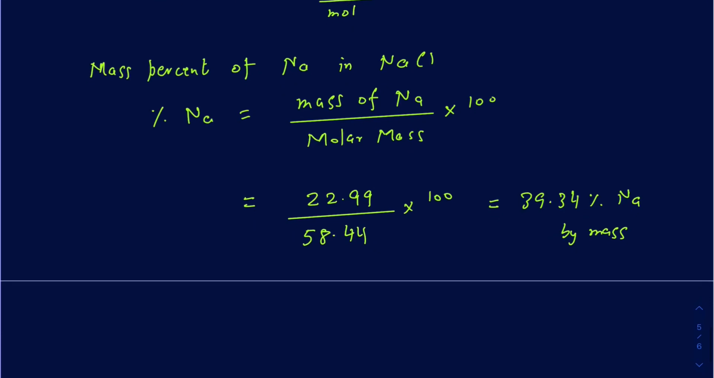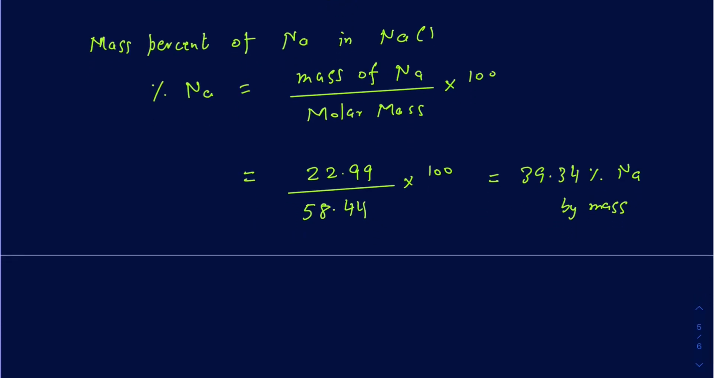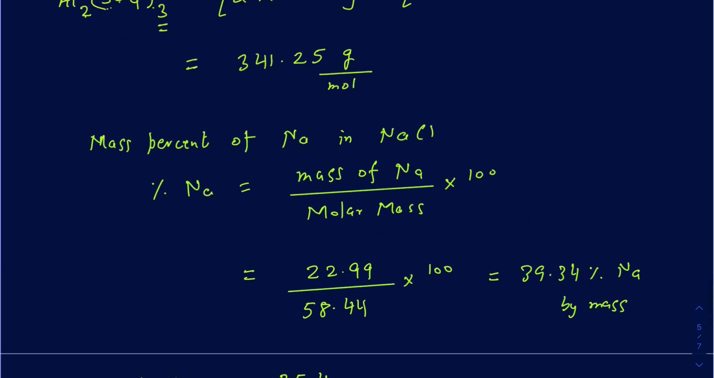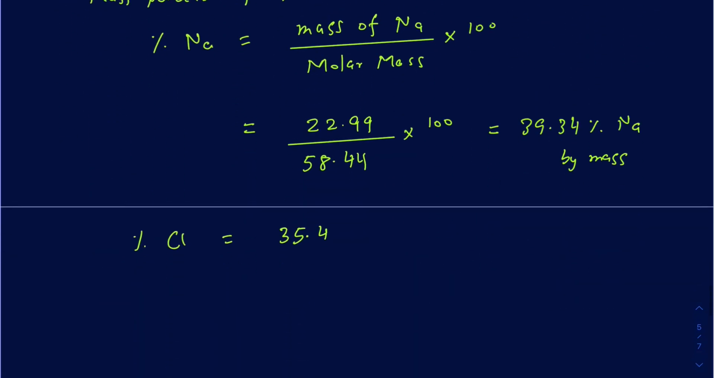Well, if you have to calculate the percent of chlorine in there, how would you do that? For the percent chlorine, you take the mass of the chlorine, which is 35.45, divided by the molar mass, 58.44, times 100. That's how you calculate the mass percent for every single atom that makes up that particular compound. It comes out to be 60.66% chlorine by mass.